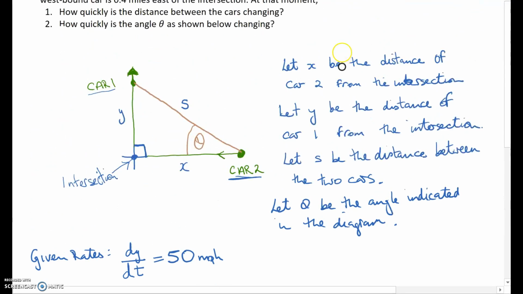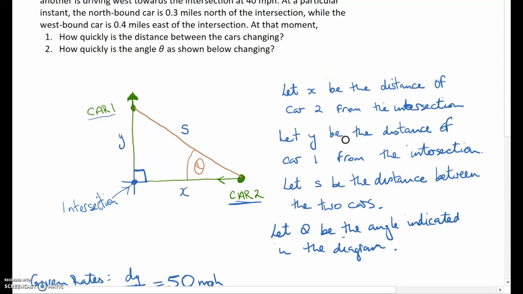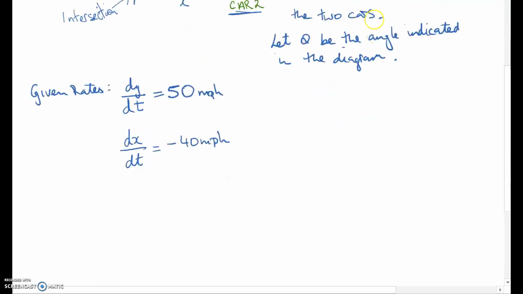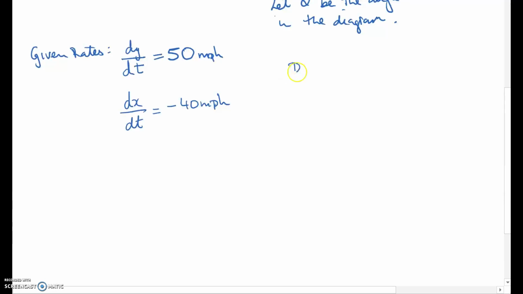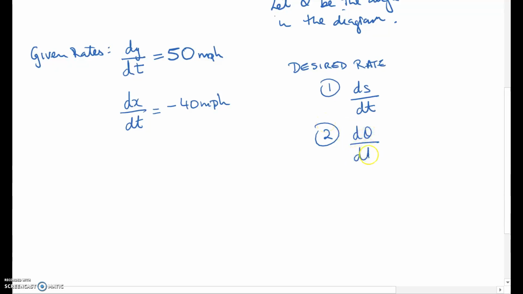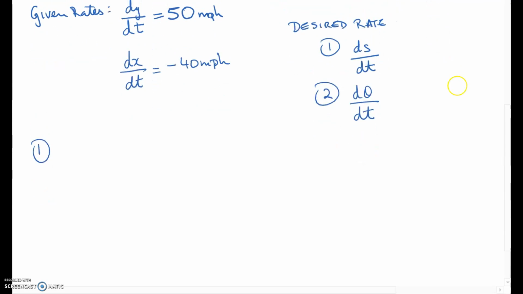And what are we asked to find? Well, in question 1, we're asked to find the rate at which the distance between the cars is changing. Now, the distance between the cars is s. The rate at which that is changing is ds dt. So the desired rate, in question 1, is ds dt. And in question 2, if you were to go back up here again, is how quickly the angle is changing. So we'll say that's d theta dt. Now we'll do one of these at a time. Let's start with 1. Okay, so we're looking for ds dt.